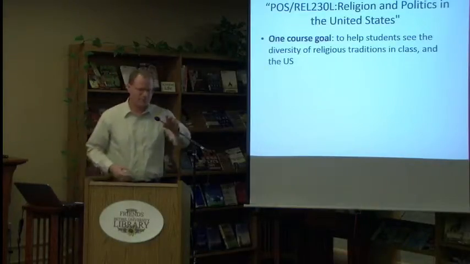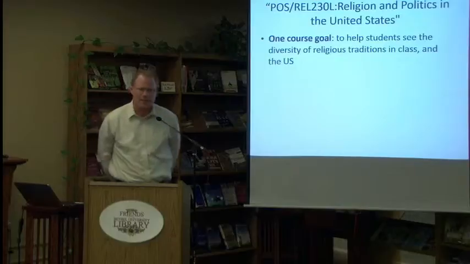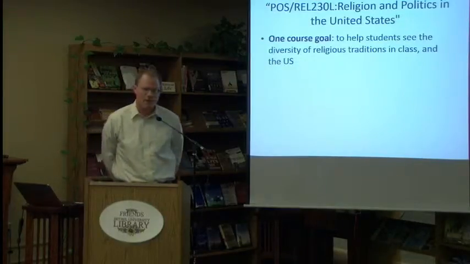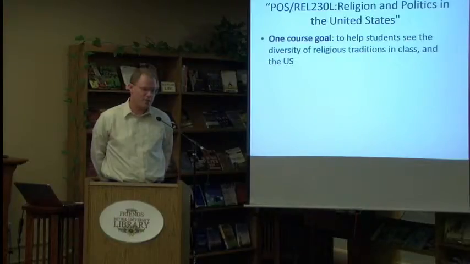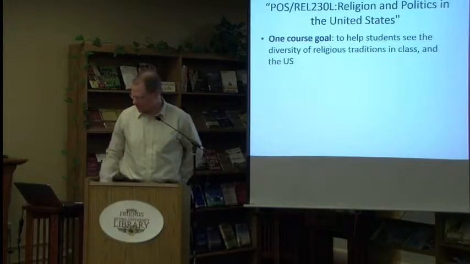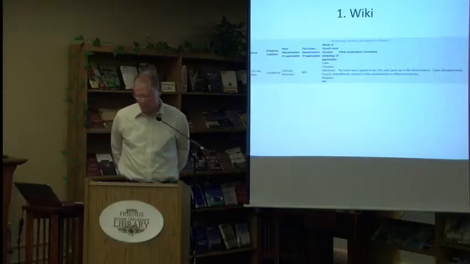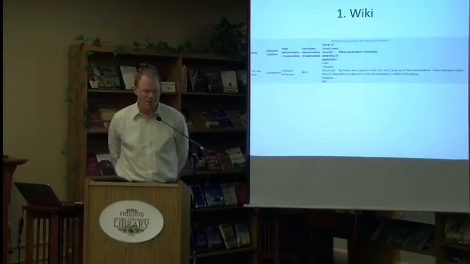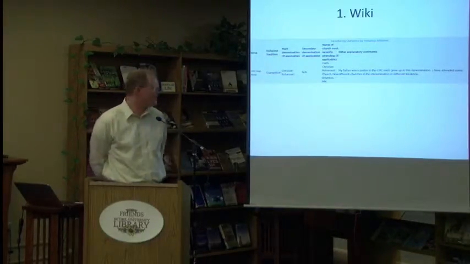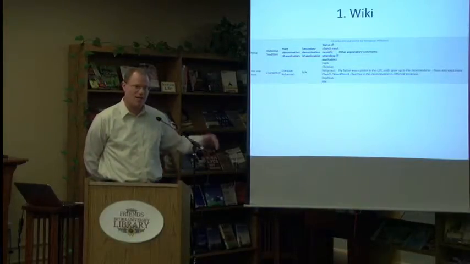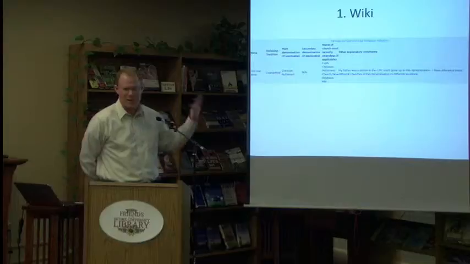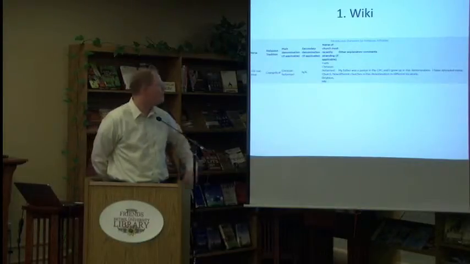Yeah, sure. So the course is Religion and Politics in the United States, and one of my goals is to help students see the diversity of religious traditions in the country as well as the class. So there's several different ways I deal with that. One is the wiki, and after listening to Bob, I think I want to move to the Google wiki. So this is kind of clunky, and one of the reasons it doesn't work so well is students can change it and it kind of messes things up, and if you go to the wiki right now for this course, you'll see that things are messed up.